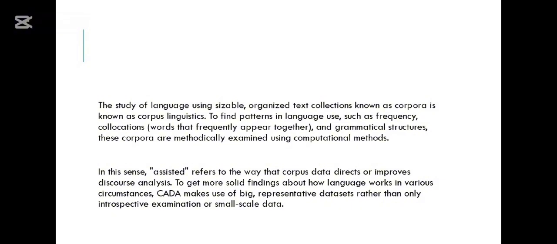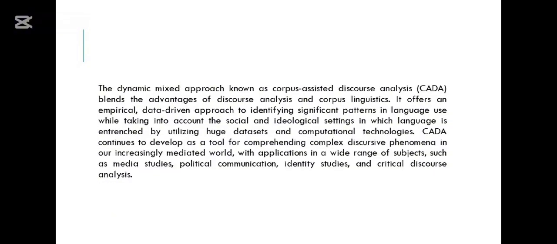So the study of language using sizable organized text collections known as corpora is known as corpus linguistics. To find patterns in language use such as frequency, collocation, words that frequently appear together, and grammatical structure, these corpora are methodically examined using computational methods. In this sense, assisted refers to the way that corpus data directs or improves discourse analysis. To get more solid findings about how language works in various circumstances, CADA makes use of big representative data sets rather than only introspective examination or small-scale data.